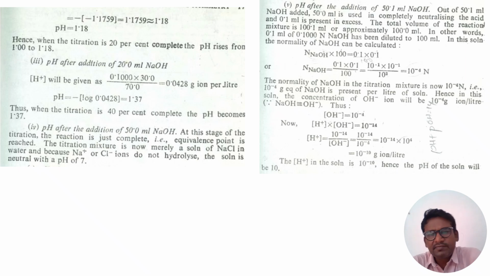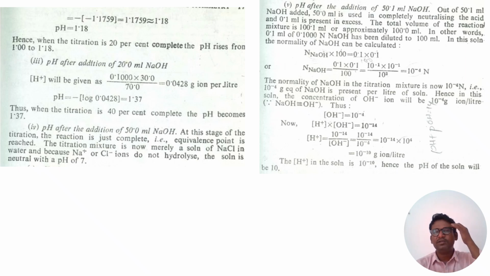Now, pH after the addition of 50.1 ml of NaOH, what happens? Now everything is completed, and we are adding additional NaOH. See, out of 50.1 ml of NaOH added, 50 ml is used in completely neutralizing the acid, and 0.1 ml is present in excess. Just 0.1 ml of NaOH is present in excess.